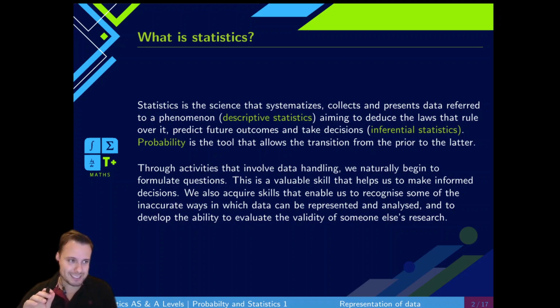Well, we talk about a science that emphasizes systematizing, collecting, and presenting data relative to a phenomenon. That particular area is what we call descriptive statistics, and we want to find laws that can rule over a certain phenomena so that we can predict outcomes and take decisions. When we move to that area, we're talking about inferential statistics. And then finally, how do we go from descriptive statistics to inferential statistics? Well, through probability. That's a very broad concept on how probability and statistics relate to one another.